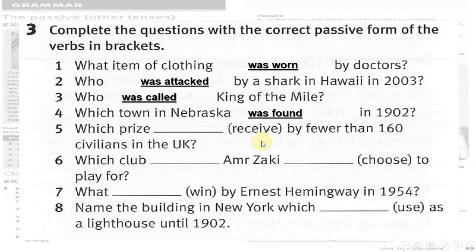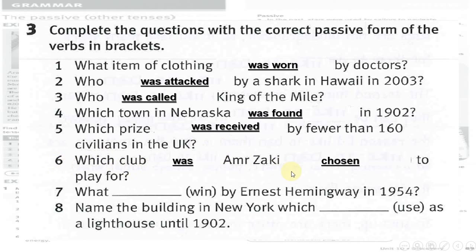Which prize was received by fewer than 160 civilians in the UK? That boy who was very brave and rescued his brothers, if you remember that story, the bravery. Right. Which club was chosen by Amr Zaki to play for? What is the name of the club Amr Zaki joined? What was won by Ernest Hemingway in 1954? Right. Name the building in New York which was used as a lighthouse until 1902.